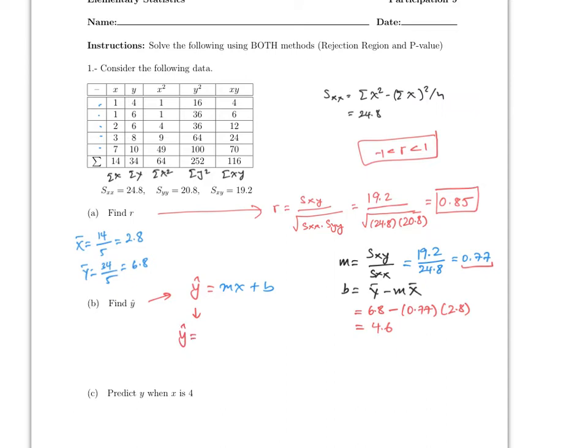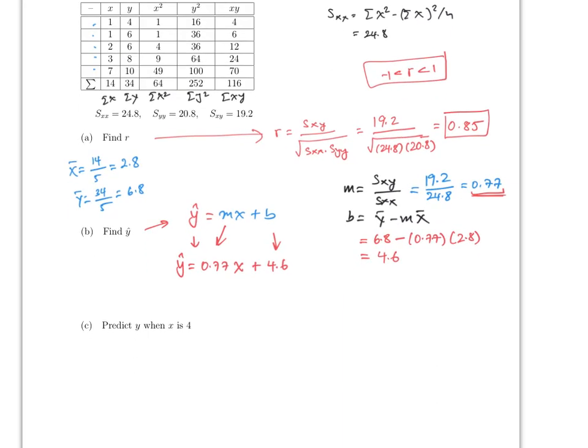So y hat, remember the hat means it's an approximation. This will be equal to m, which is this value right here, so it's 0.77x. And then the b was 4.6. So this is this. This is this. And y hat is called the equation of best fit. So this is the equation of best fit, which pretty much just means this is the best approximation you can have. This is also called the regression line. That's the most common name.